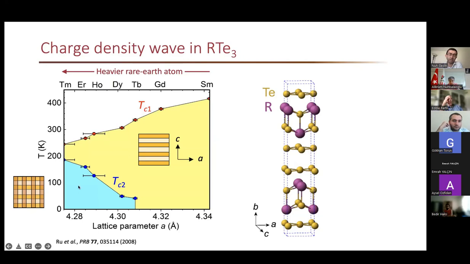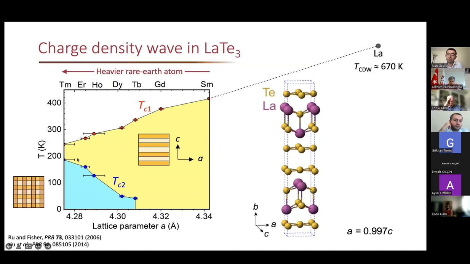Now, the material that I'm going to be talking about is lanthanum tritelluride. You can see that it's far on this side. Lanthanum tritelluride does not have an A-axis charge density wave. It just has the C-axis one. It just becomes a stripe. At all the temperatures that people have studied, there's never an A-axis charge density wave that forms.